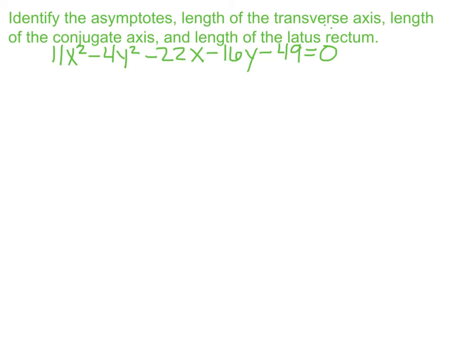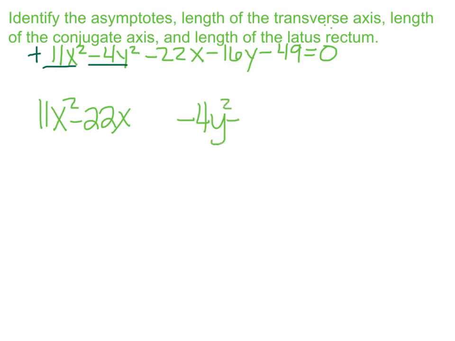And the way you can tell what kind of conic this is, just by looking at it, is you look at the squared terms. We have 11x squared, and we have minus 4y squared. So one of them is positive, and one of them is negative. Whenever you have opposite signs on your squared terms, that tells you that you're going to have a hyperbola. All right, so what we're going to do is put the x's together, 11x squared minus 22x. We're going to put the y's together, minus 4y squared minus 16y. And I'm going to move 49 over to the other side.